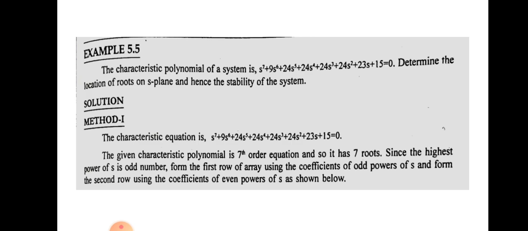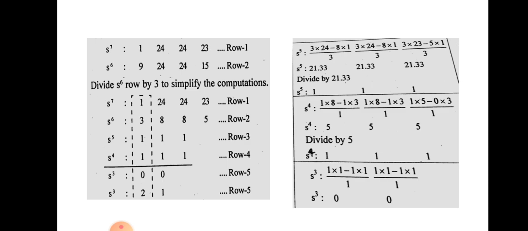Next we go to the other odd power, s raised to 5, and its coefficient is 24. The next odd power of s is s raised to 3, and its coefficient is 24. And the next odd power of s is s raised to 1, and its coefficient is 23. So, we write the coefficients of these odd powers of s in the first row, the row of s raised to 7. Those coefficients are 1, 24, 24, 23. So, row 1 is formed from the characteristic equation.